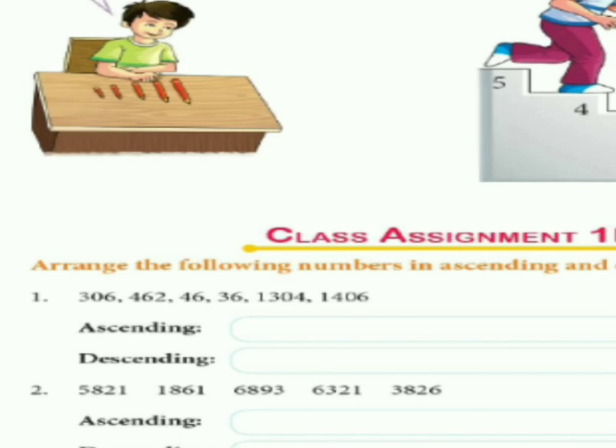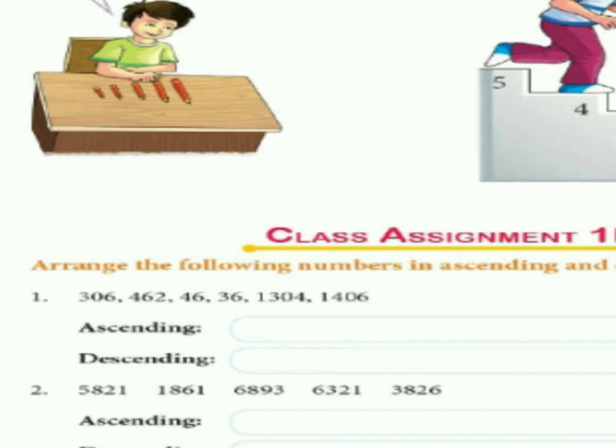And second last you will write 1304. And in last you will write 1406. So it will be your ascending order. Okay. As you can see class here, that in descending order you will write like this.